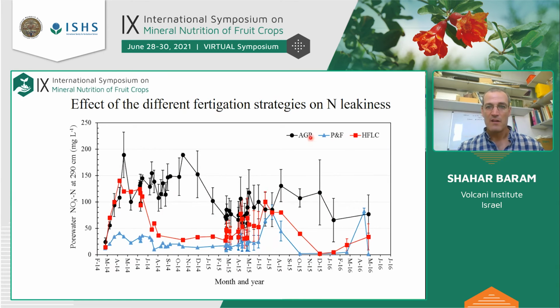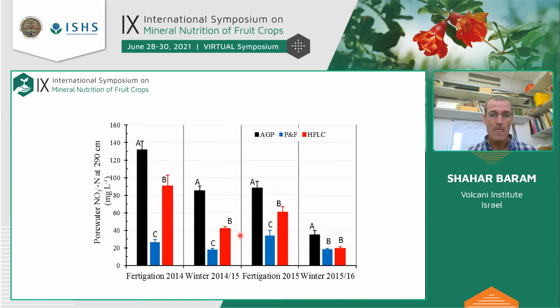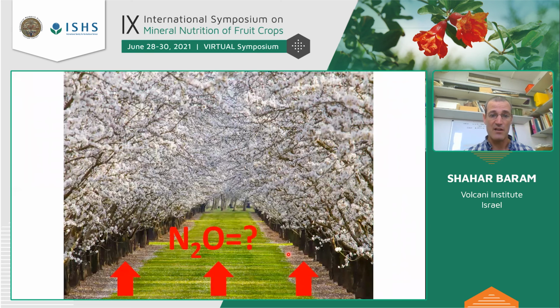And overall, the AGP had the highest losses. High frequency, low concentration had higher losses than the pump and fertigate. We're not sure why this is, but it could be due to higher loads of N application at the end of the day. These are just the statistical differences for each fertigation and winter season. You can see that we started with big differences, and at the end of the day, the differences decreased once the fertilizer was applied midday through the irrigation.